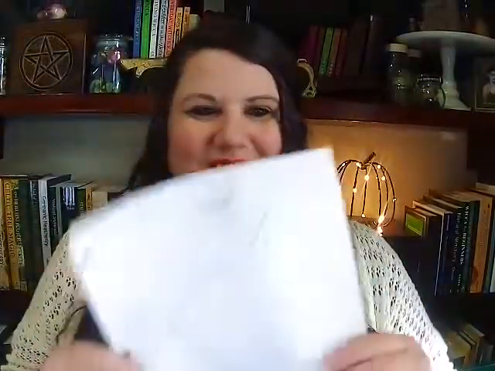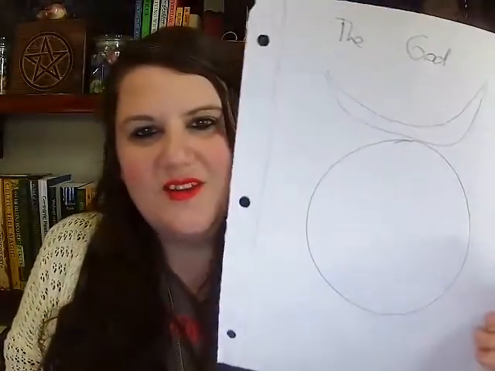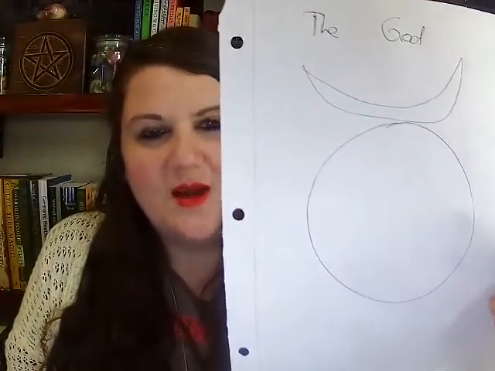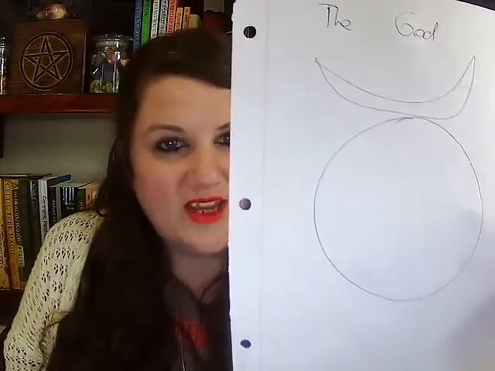Now, we're not going to be leaving out the god because we never do on this channel. And this is one of the most basic symbols for the god. As you see, a circle, and we've got curved horns on the top. Now, the horns represent his strong connection with the wild and the animal kingdom in general.